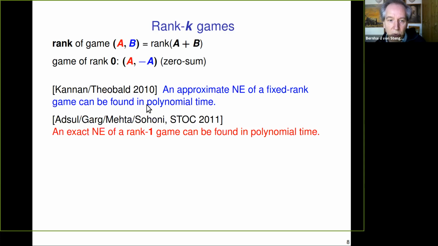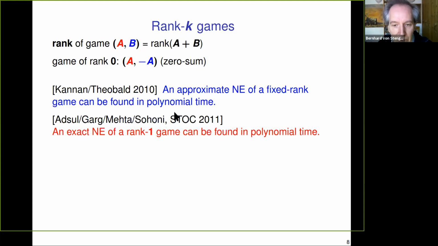So these games were introduced by Kannan and Theobald, and they proved that an approximate equilibrium of a fixed rank game can be found in polynomial time. Let's understand what that means. Fixed rank means that you increase the size of the games, but you keep the rank constant. And then as a function of the size of the game, the running time is polynomial. That's what complexity is always about: you look at running time as a function of the input size.